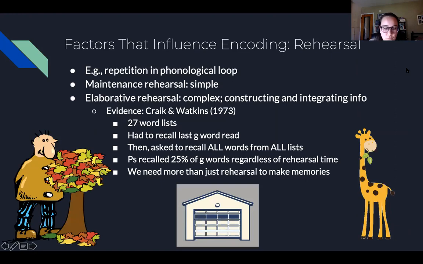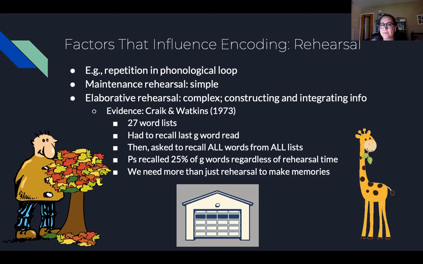So one such factor that impacts our encoding is the process of rehearsal, obviously. And so we can think about going back to the phonological loop concept. It's this idea that there's this internal verbal repetition that we have. And there are actually two different kinds of rehearsal that have been proposed. So one is just a more simple form of rehearsal, and it's called maintenance rehearsal. And like its name sounds, you're just trying to hang on to those pieces of information.